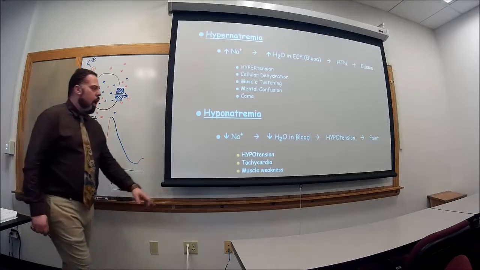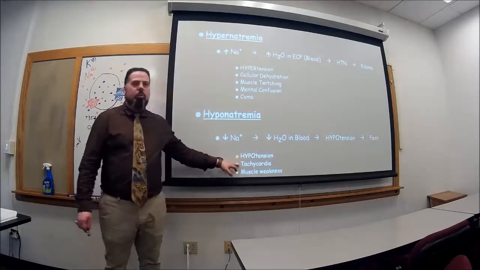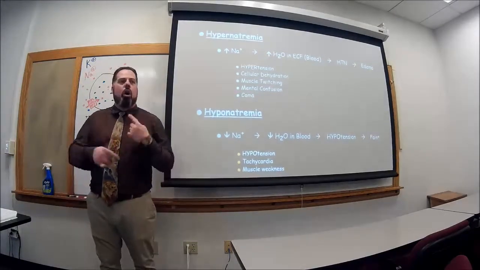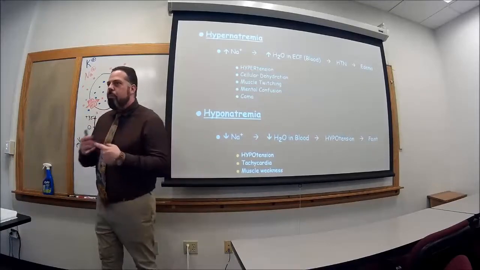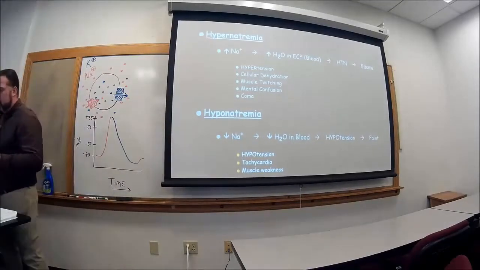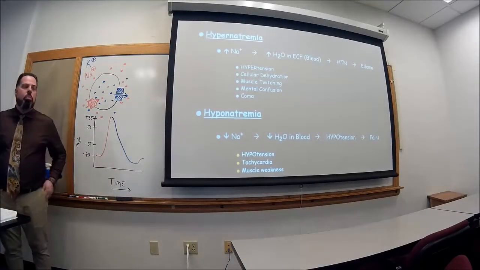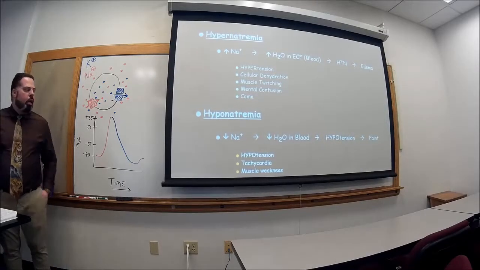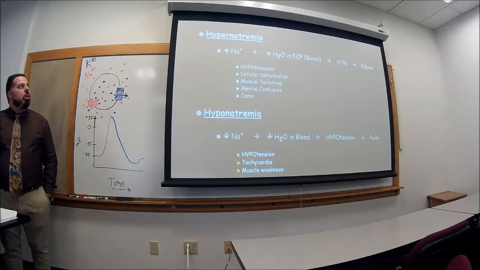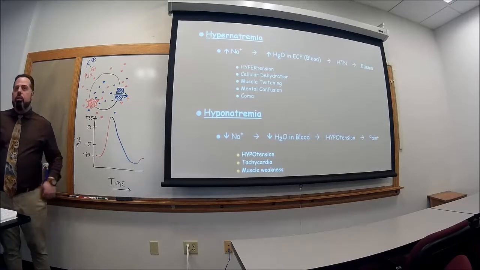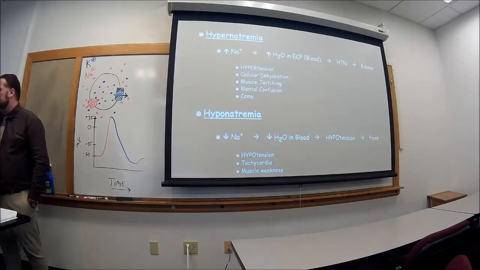You get hypotension, as we talked about before, and tachycardia. Your heart wants to race. It's rapid because it's trying to compensate for the low blood pressure to get the blood pressure back up, and you get muscle weakness. All right, so that's hyponatremia versus hypernatremia.